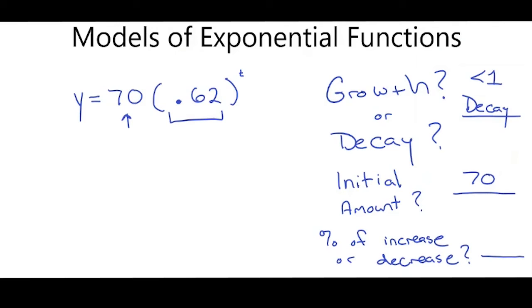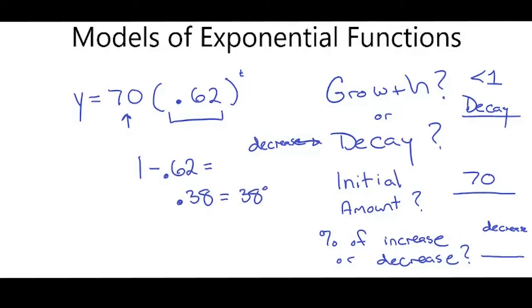And now we need to find the increase or decrease. Remember, if it's decay, it's always going to be a decrease. You can't decay to an increase. It's always a decrease. So we know it is a decrease. Now we need to find out how far 0.62 is from 1. So I will do 1 minus 0.62, and my answer is 0.38. Now, 0.38 is 38%. So my decrease is 38%.